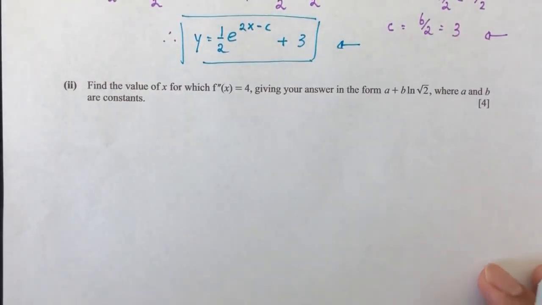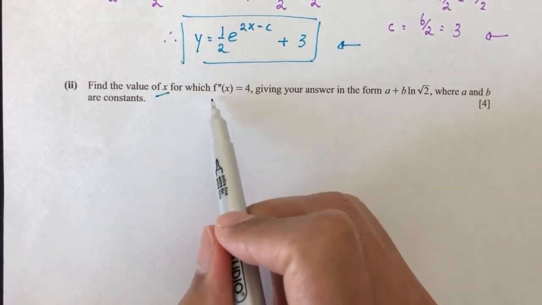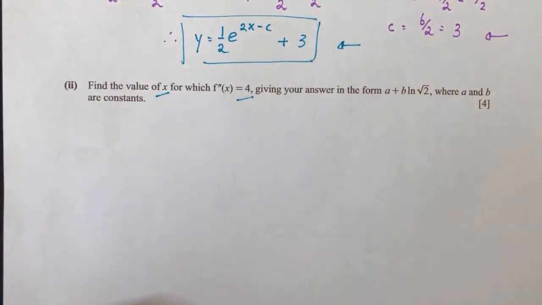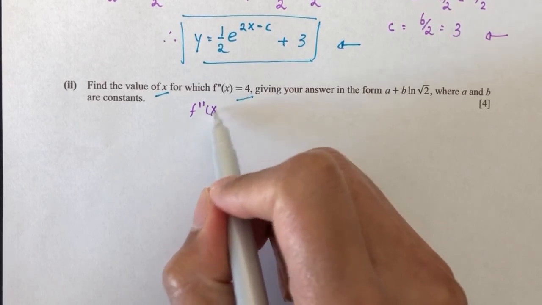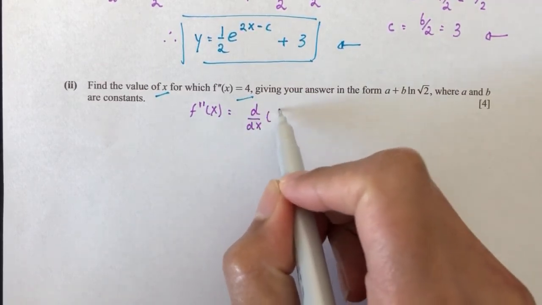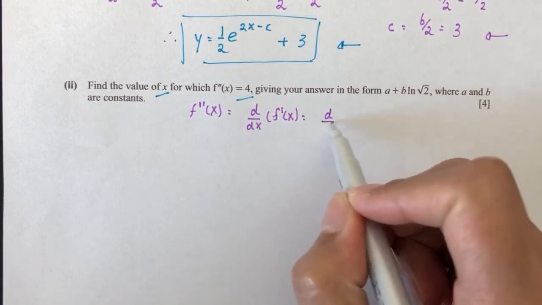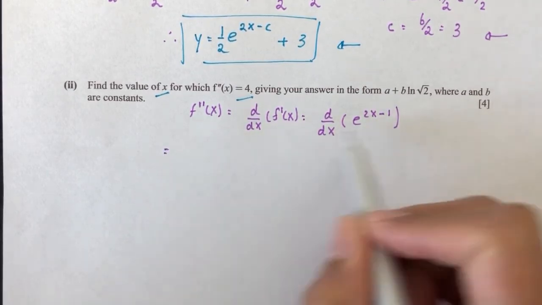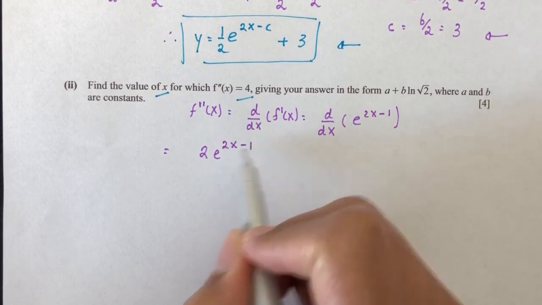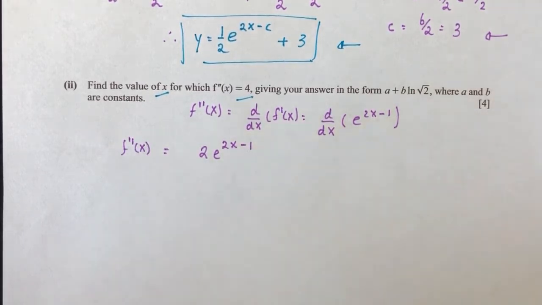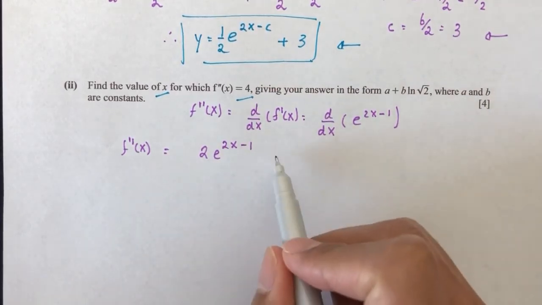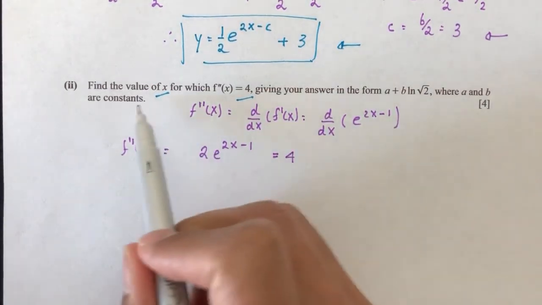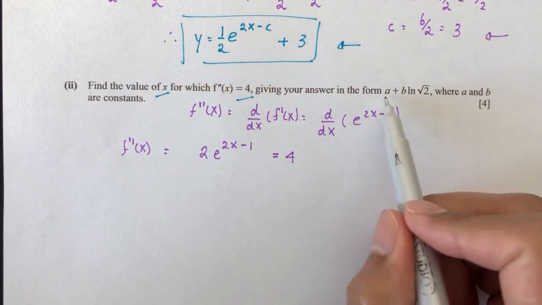Now to part 2, find the value of x for which f double prime equals 4. So what does this mean? Double prime is d by dx of the first prime. So let's differentiate this function and see what we have. We get 2 times e to the 2x minus 1, which is equal to this. Now we say that this is equal to 4. We have to find the value of x in terms of a plus b ln something.